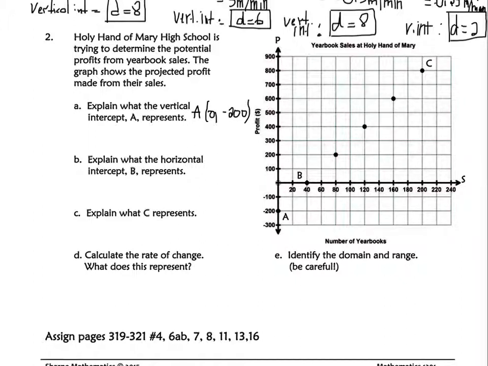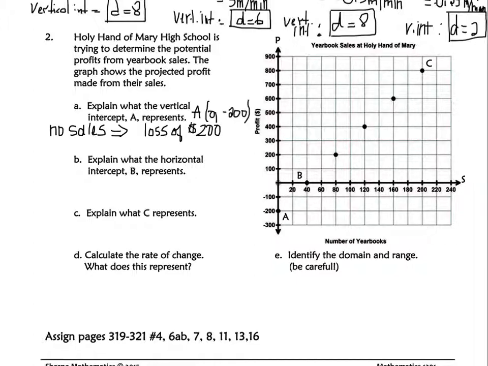If you think about that in terms of this situation, it probably means that if they don't sell any yearbooks, because 0 represents their sales, they're going to be out $200, a -200 profit, which means they'll have a loss of $200. So no sales implies a loss of $200. So they wouldn't make a profit.